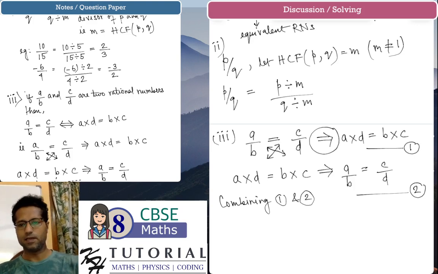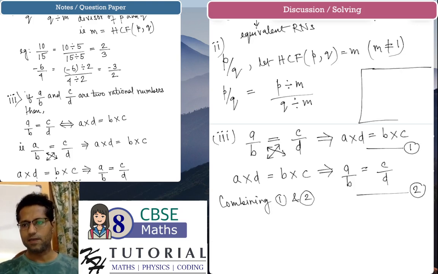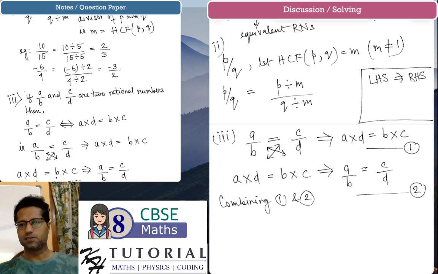This means that now, I hope you know what this symbol implies. When you have something like this, LHS implies RHS. This basically means that if LHS is true, we can say that RHS is true.